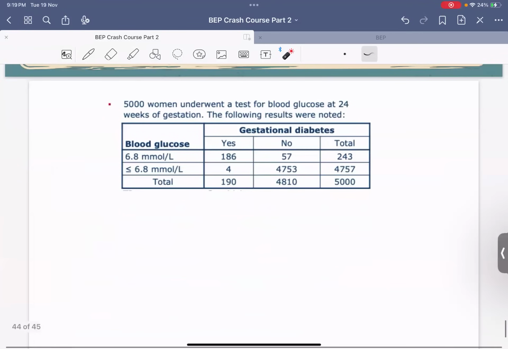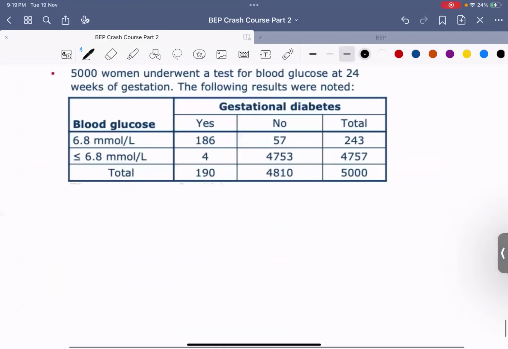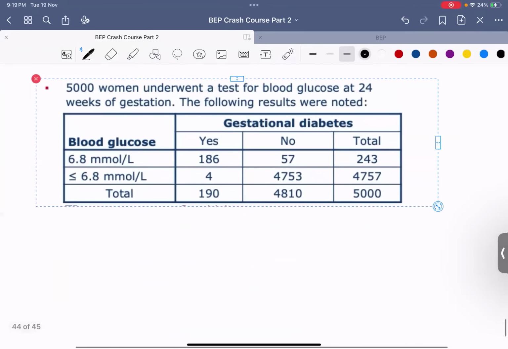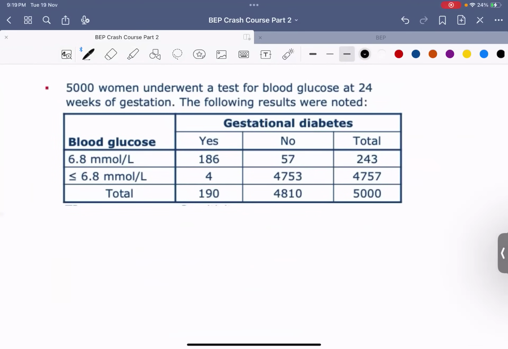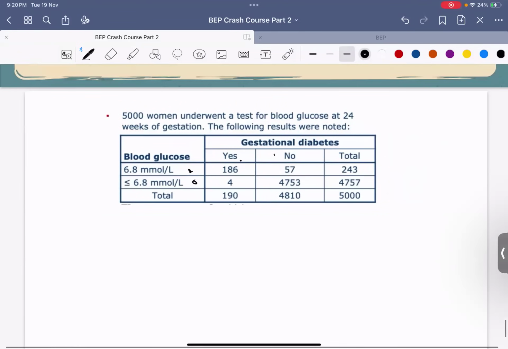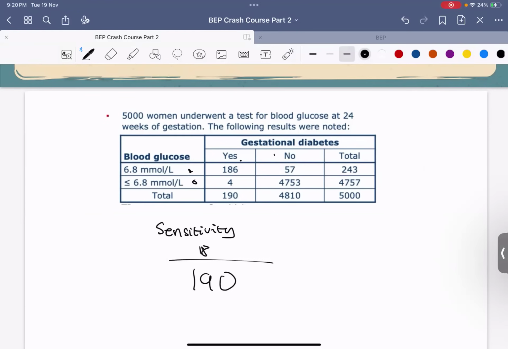Okay, so let's have an example here. We want to get sensitivity, specificity, everything. So 5,000 women underwent a test for blood glucose at 24 weeks of gestation. The following results were noted. Okay, so people who have gestational diabetes, yes and no, and positive and negative test. For sensitivity, we want to see how many of the people who have gestational diabetes, 190 in total, tested positive? So that's 186. So 186 over 190 times 100, that's 97% or something like that.